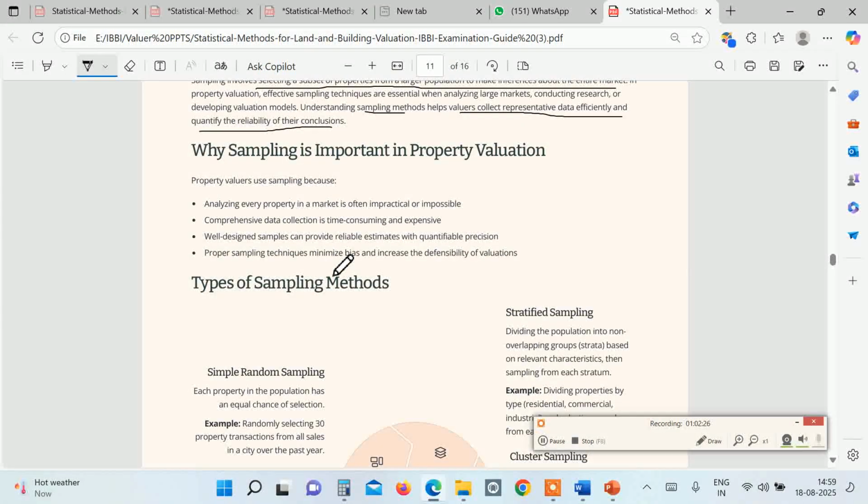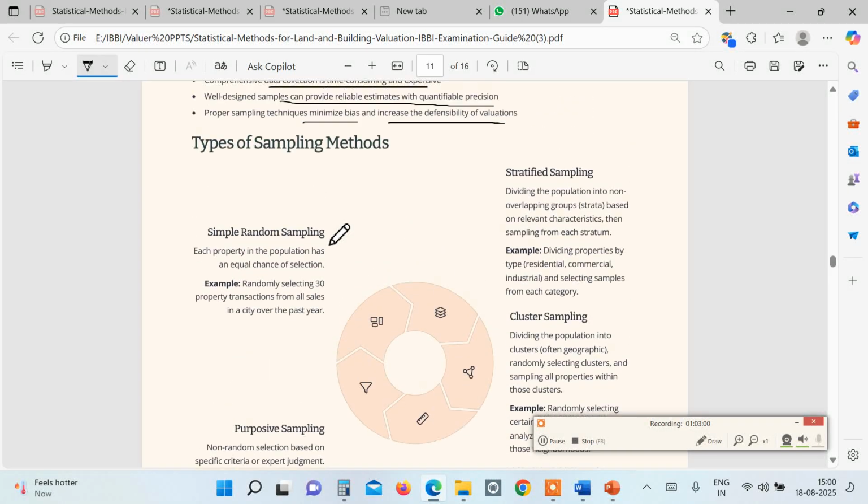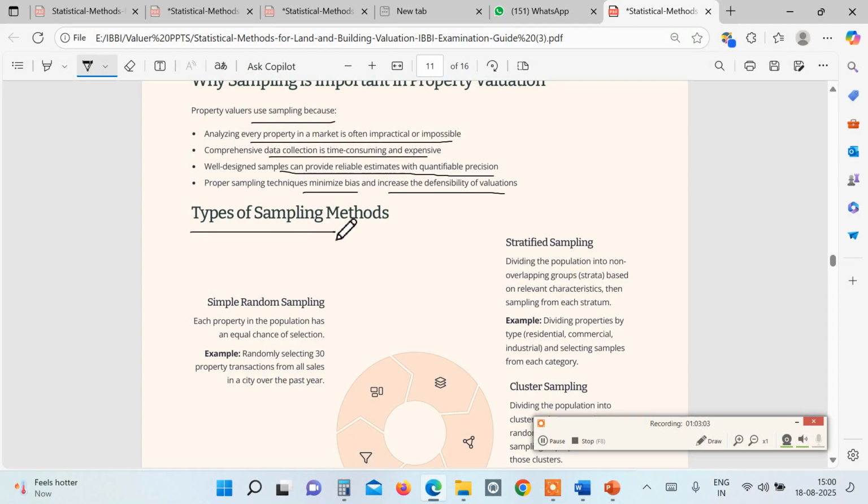Why is sampling important in valuation? Property valuers use sampling because analyzing every property in a market is often impractical or impossible. Comprehensive data collection is time consuming and expensive. Well designed samples can provide a reliable estimate with quantifiable precision, and proper sampling technique minimizes bias and increases defensibility of the valuations. So there are different types of sampling methods.